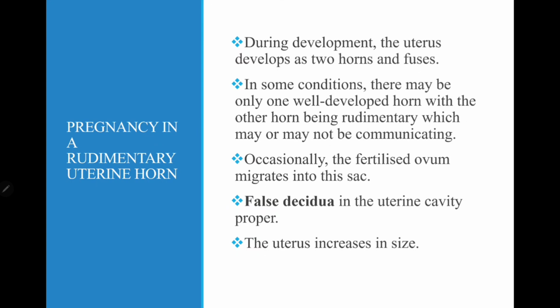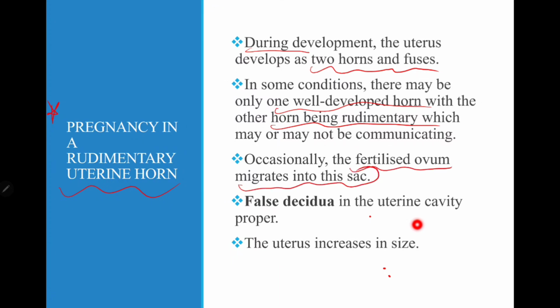Now, let's move on to a new topic, that is pregnancy in a rudimentary uterine horn. During development, the uterus develops from two horns and fuses. In some conditions, there may be only one well-developed horn, with the other horn being rudimentary, which may or may not be communicating also. Occasionally, a fertilized ovum migrates into the rudimentary horn, and the gestational sac is known as false decidua.